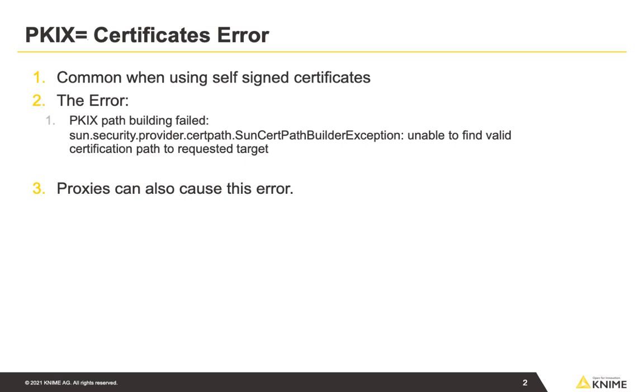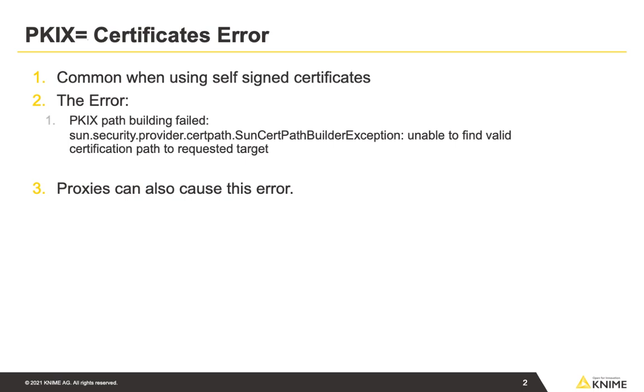So when we use KNIME Server or Analytics Platform to integrate with other systems, we'll occasionally run into an issue with certificates. KNIME uses Java under the hood, and if Java recognizes the signing body for a certificate, everything runs smoothly. But if Java doesn't recognize the signing body, it will throw an error. This is common when using self-signed certificates. The error we get states something about PKIX path building failed, unable to find valid certification path.